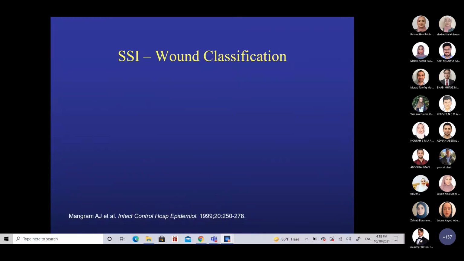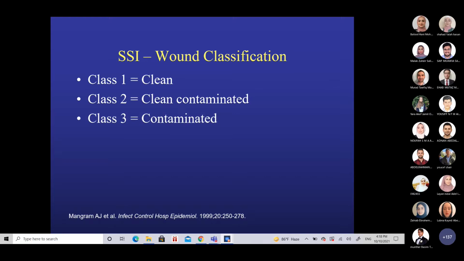Now we classify wounds according to the type of surgery into 4 types: clean, clean contaminated, contaminated, and dirty infected. This classification depends on the type of surgery. This is very helpful in predicting the risk of infection and dictating management in terms of the use of antibiotics.